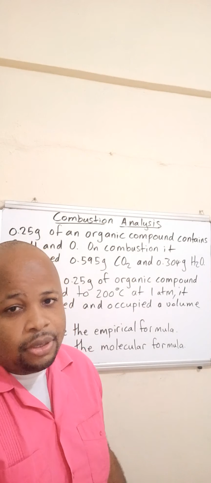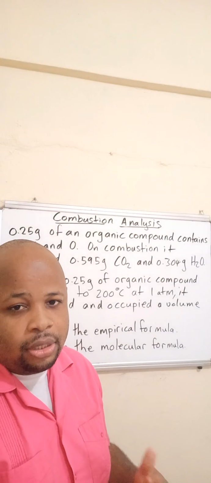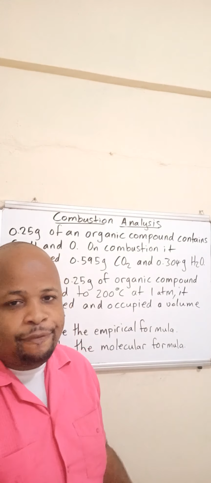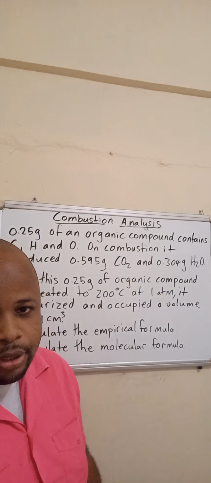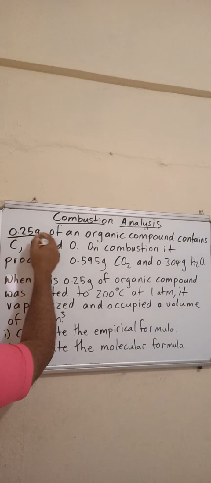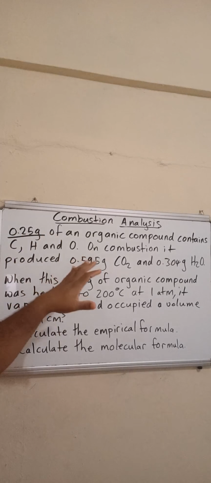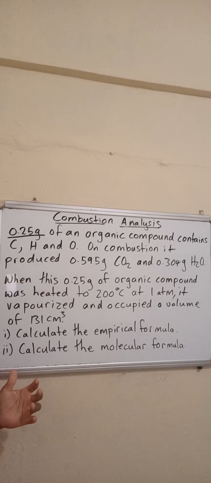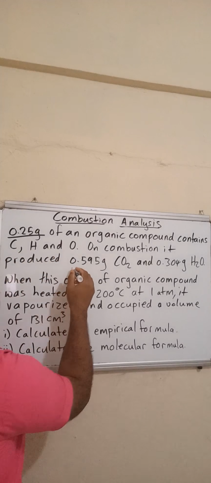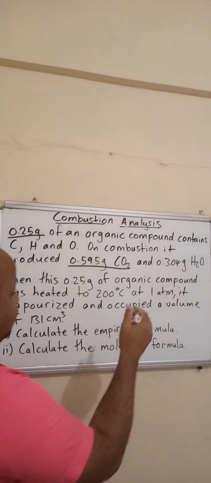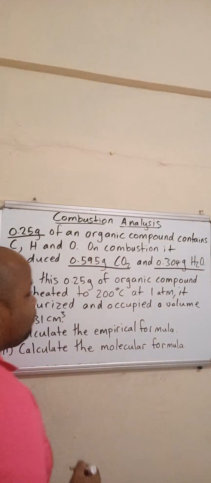In this video, we will be using combustion analysis data to calculate the empirical and molecular formula of a compound. Right? So a typical question would be like this one. You will get the mass of a compound: 0.25 gram of an organic compound contains carbon, hydrogen, and oxygen. And on combustion, it produced 0.595 gram of CO2 and 0.304 gram of water.